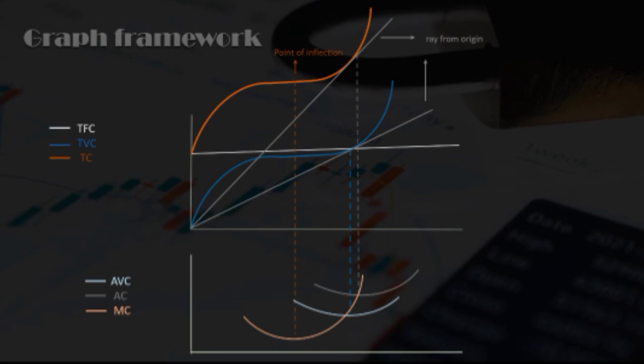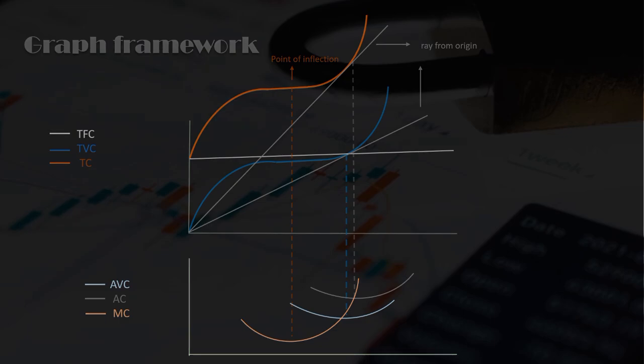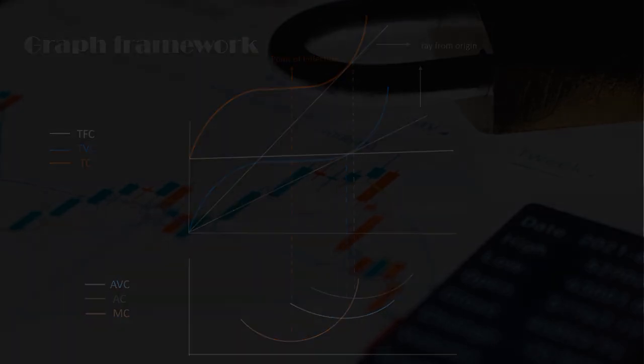Now if we extend the dotted line from the point of inflection, we get the minimum point of MC or marginal cost. What is point of inflection? When the slope of a curve changes from positive to negative or vice versa, it is known as its point of inflection. And lastly we can see MC intersects AC and AVC at the minimum points.